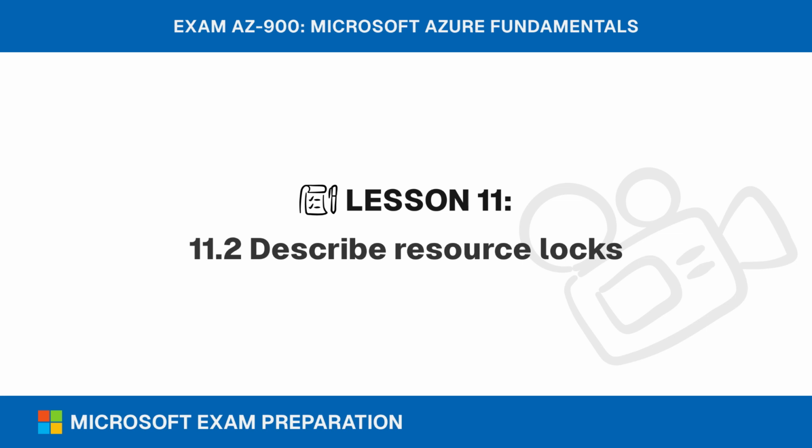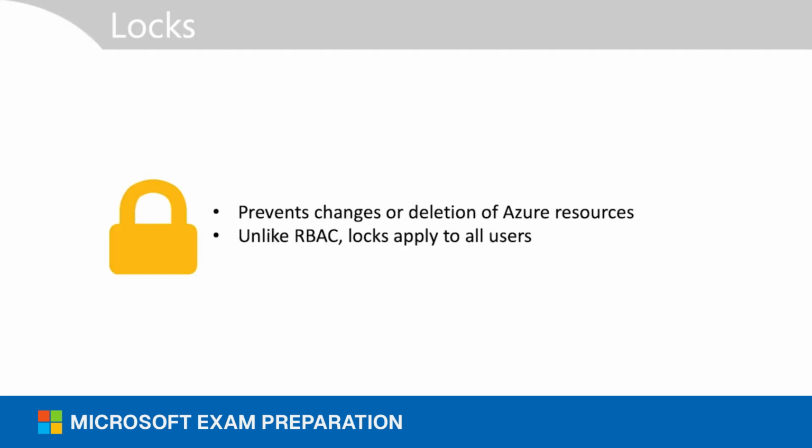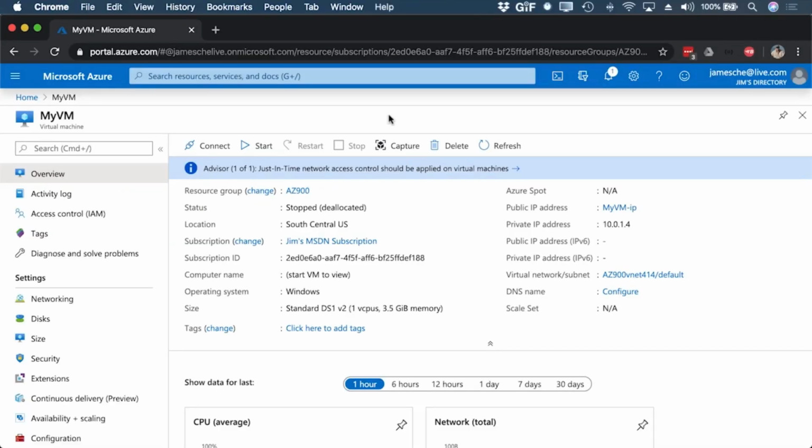Locks prevent changes or deleting of Azure resources, and unlike RBAC, locks apply to all users no matter what level of access they have to that resource. So let's look at a quick example of using locks. So here's one of my VMs in the Azure portal. Let's go ahead and add a lock to this so it can't be deleted.